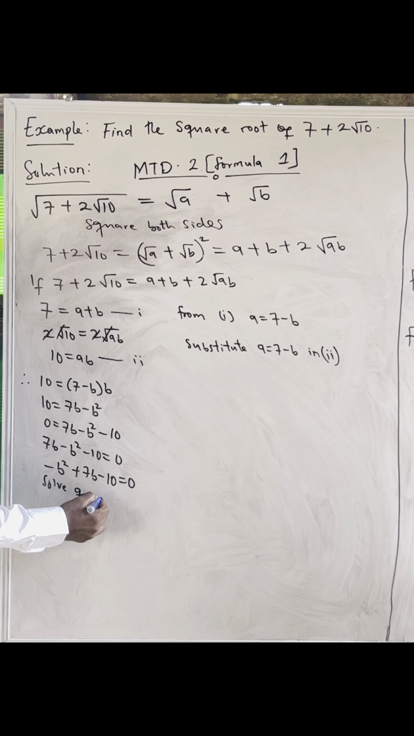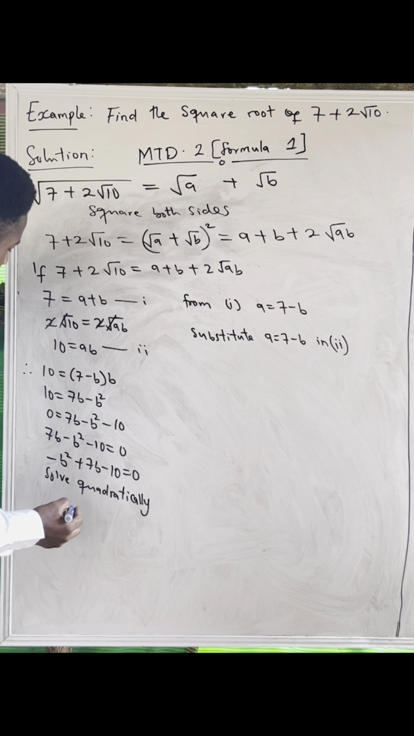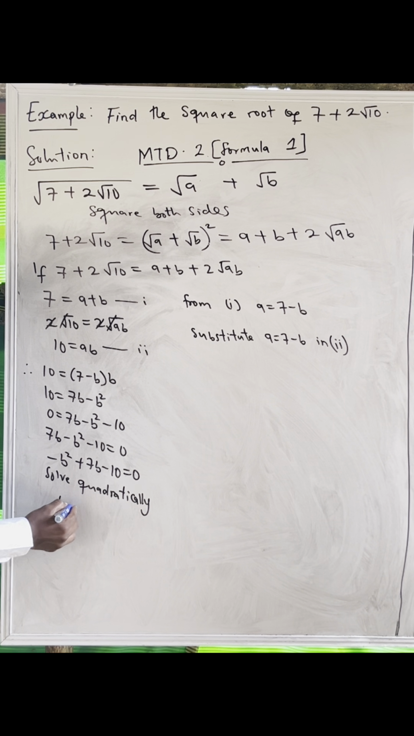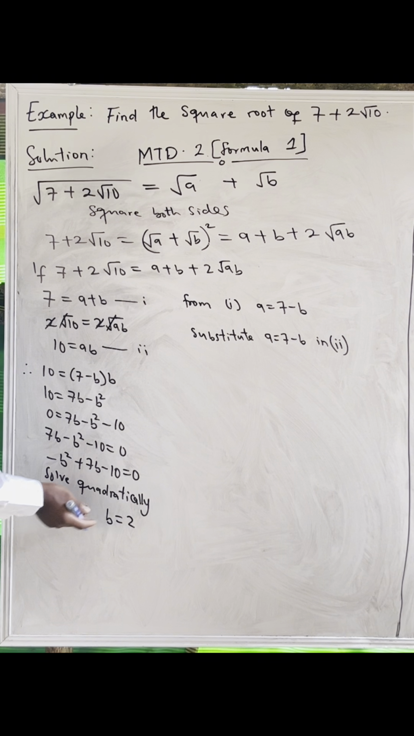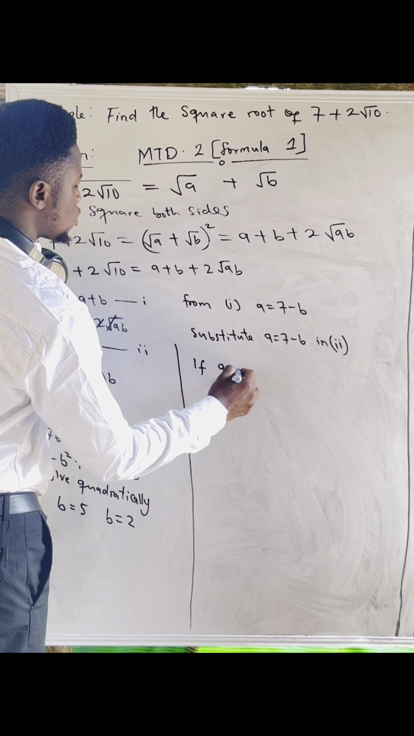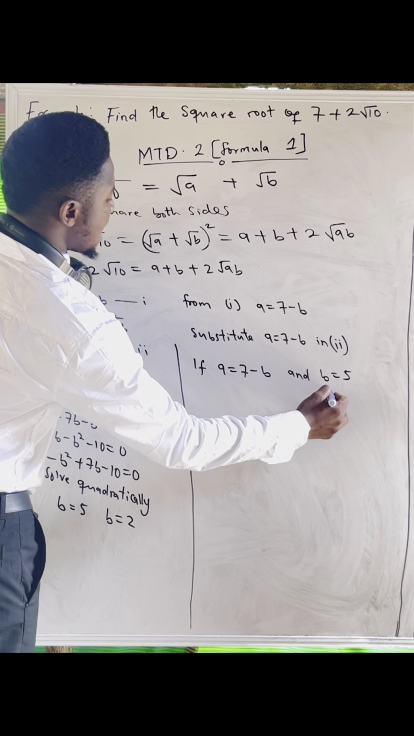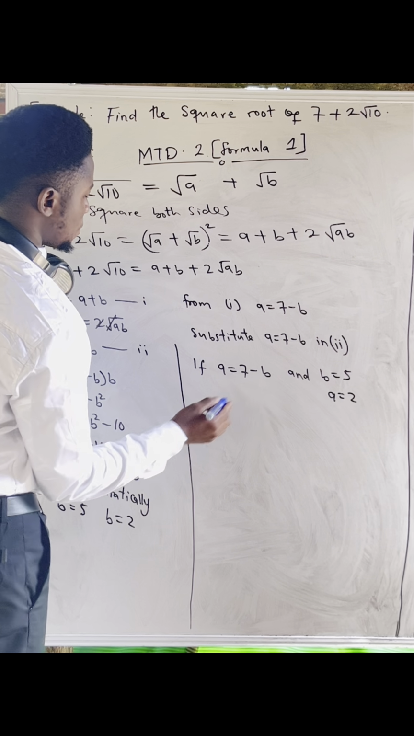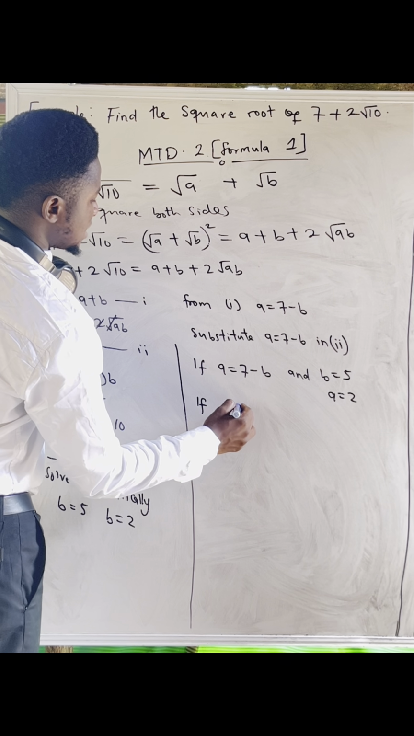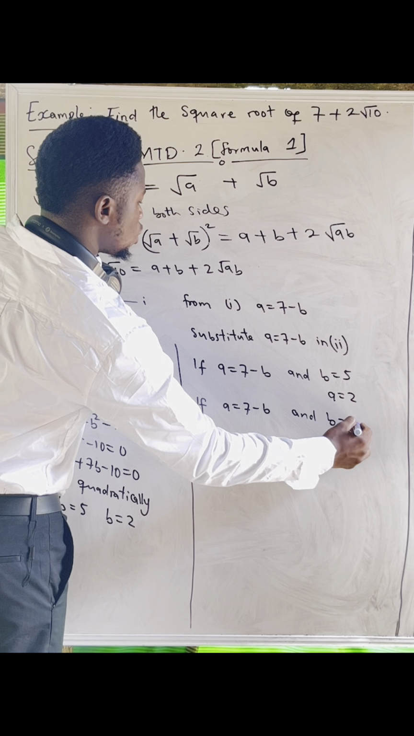If I solve quadratically, I'm going to get two values for B: B equals 5 and B equals 2. So once I'm here, I'm done with that. If A equals 7 minus B and B equals 5, therefore A will equal 2, because 7 minus 5 is 2. I will also say if A equals 7 minus 2, then A equals 5 when B equals 2.